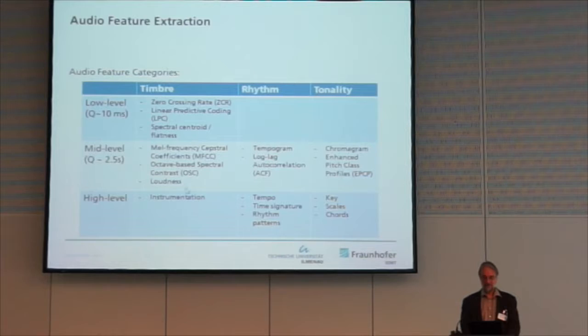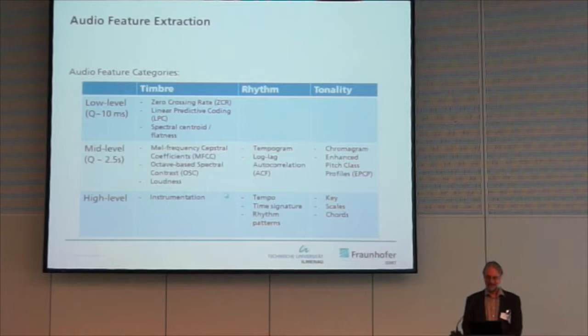Then there's features which are often derived from low-level features, which are called mid-level. In fact, the distinguishing fact between mid-level and high-level features is that mid-level features are still technical features, and high-level features usually have a semantic meaning. So if you talk to a musician, they will recognize what instrumentation, what tempo, what rhythm patterns, what keys, what scales, what chords are. But the usual musician will not recognize what a chromagram is or an enhanced pitch class profile is or a tempogram is or mel frequency cepstral coefficients are.